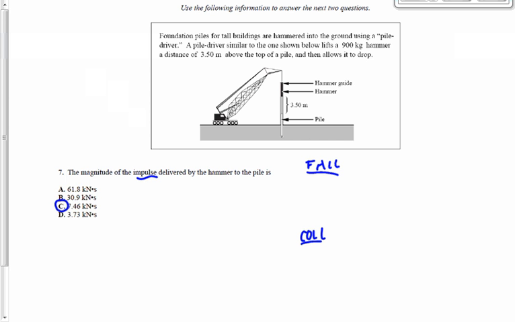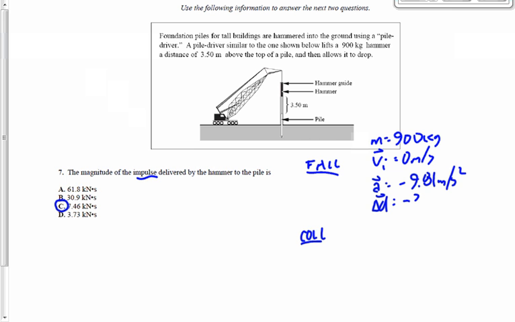For the fall, we know the mass is 900 kilograms. For the fall, we know that VI is 0 meters per second. For the fall, we know that A is equal to negative 9.81 meters per second squared. And for the fall, we know that the displacement is negative 3.50 meters. During the collision, we know that VF is 0, right? Just like it was in that last question we did. As it hits and stops, the final velocity of this hammer is going to be 0 meters per second. We want to find the impulse here.